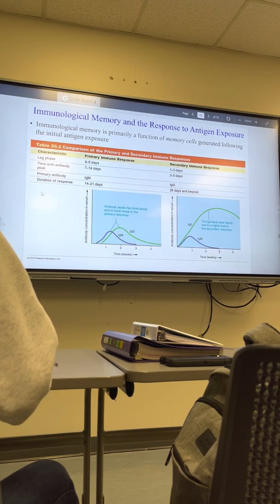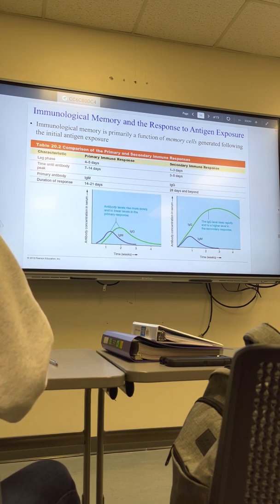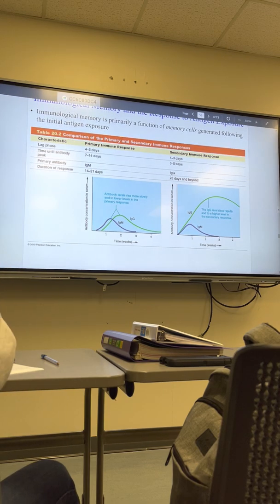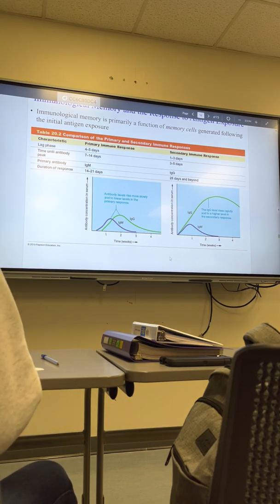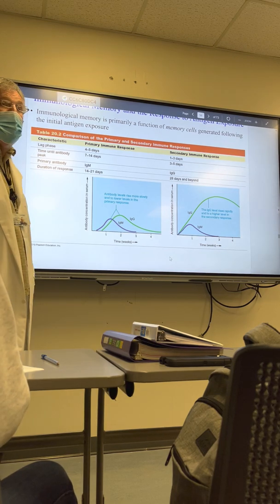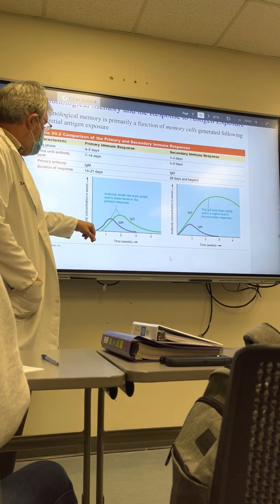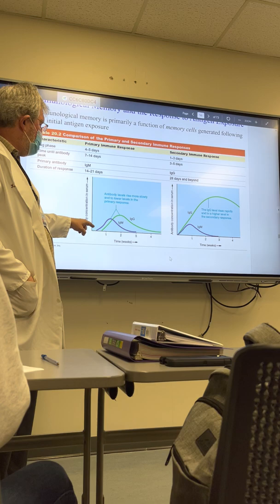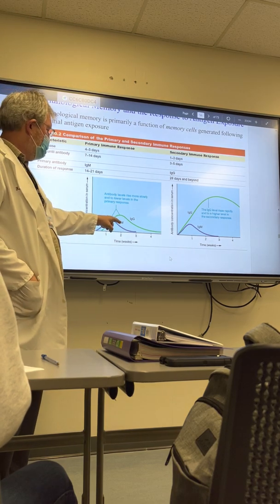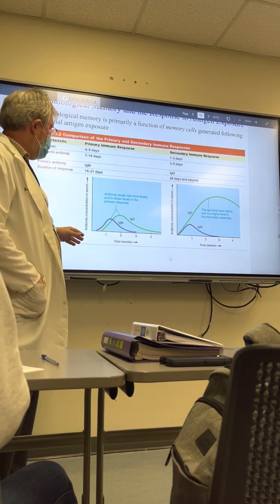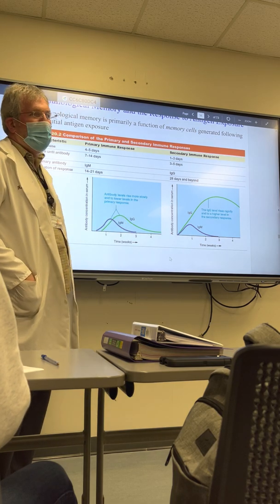Okay. Immunologic memory in response to antigen exposure. Let's take a look at this. This is a great little chart. This is sort of showing the difference between a primary immune system response and secondary immune system responses. Notice in a primary immune system response, the first type of antibody that's released is what class? IgM. First one in this class. Then later IgG takes over again.